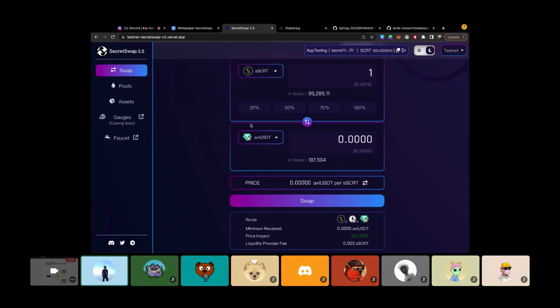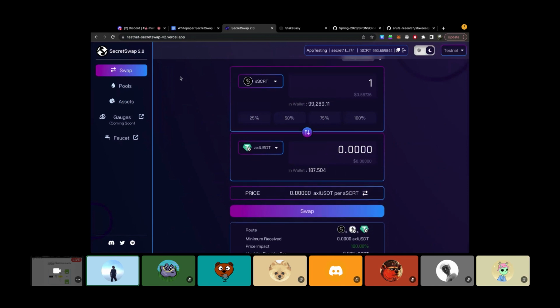And yeah, this is how you can do a swap. Once you click swap, it will open a Keplr prompt, and you can basically try it out on your own and just see how it goes for you.